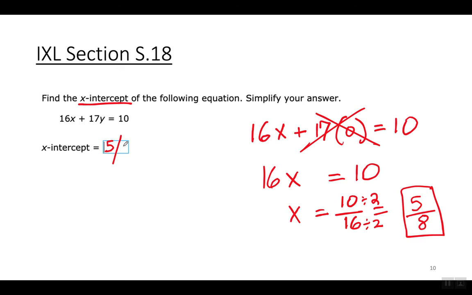You could write it like this. Ok, aquí tuve que simplificar esta fracción dividiendo arriba y abajo por 2. Así que mi respuesta simplificado es 5/8.